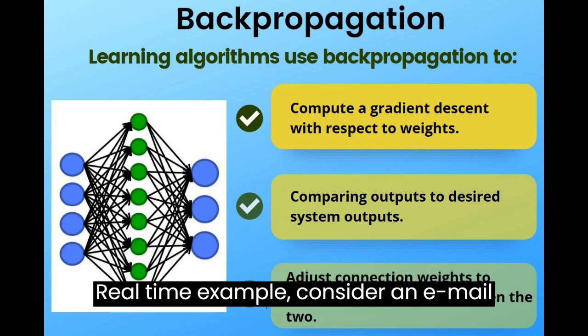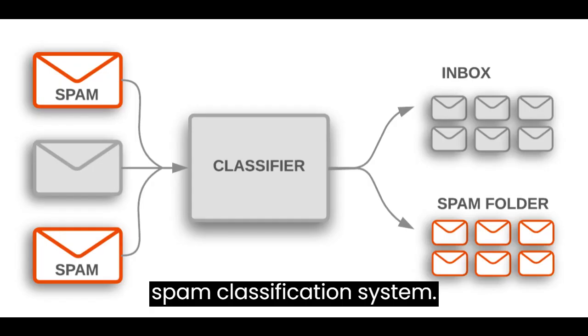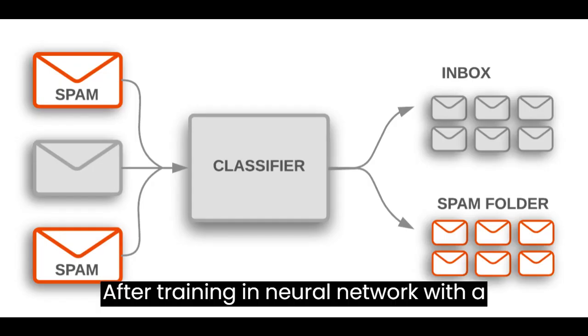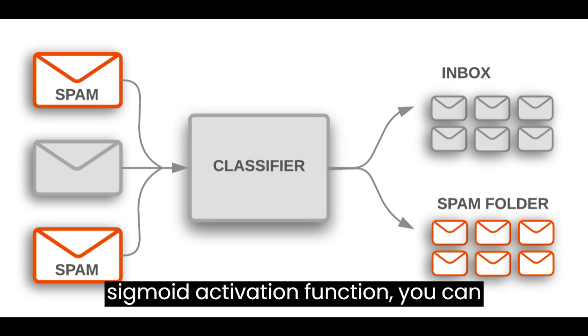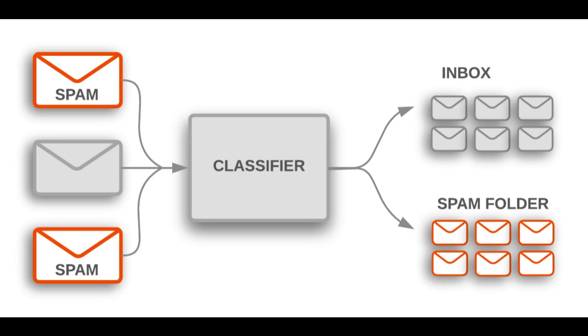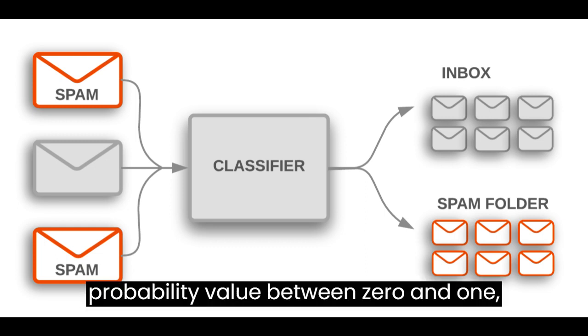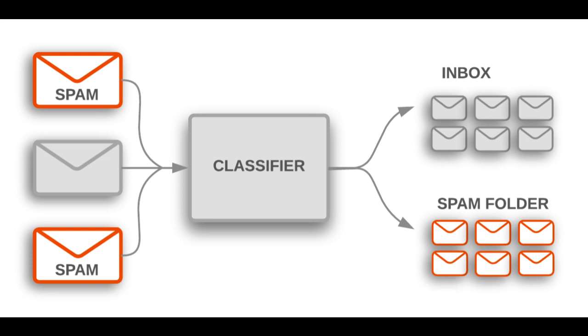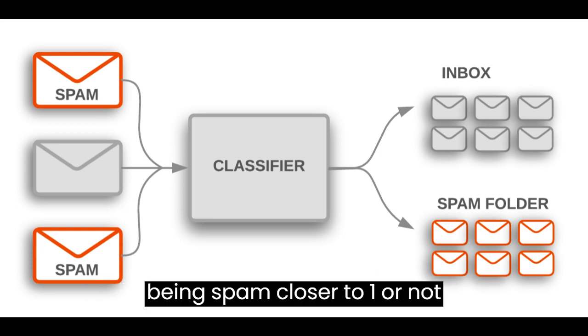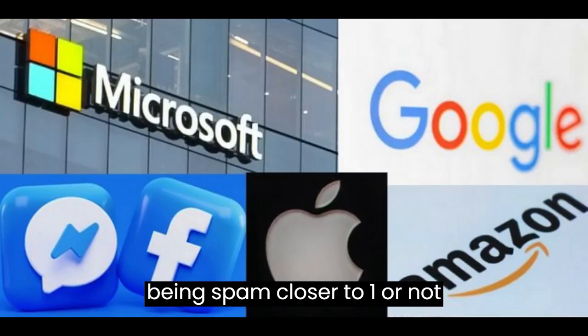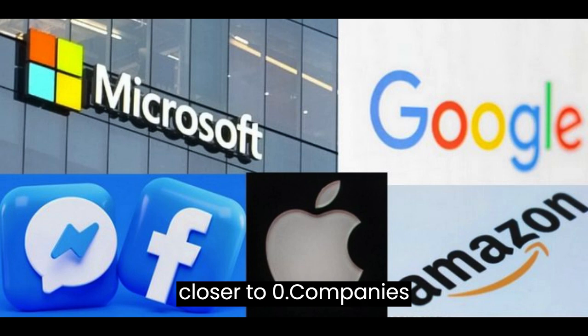Real-time example. Consider an email spam classification system. After training a neural network with a sigmoid activation function, you can feed an email as input. The sigmoid activation function can output a probability value between 0 and 1, indicating the likelihood of the email being spam (closer to 1) or not (closer to 0).